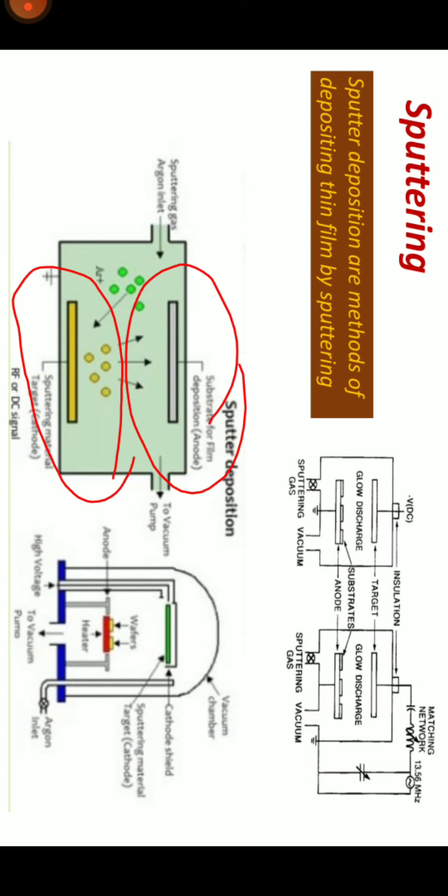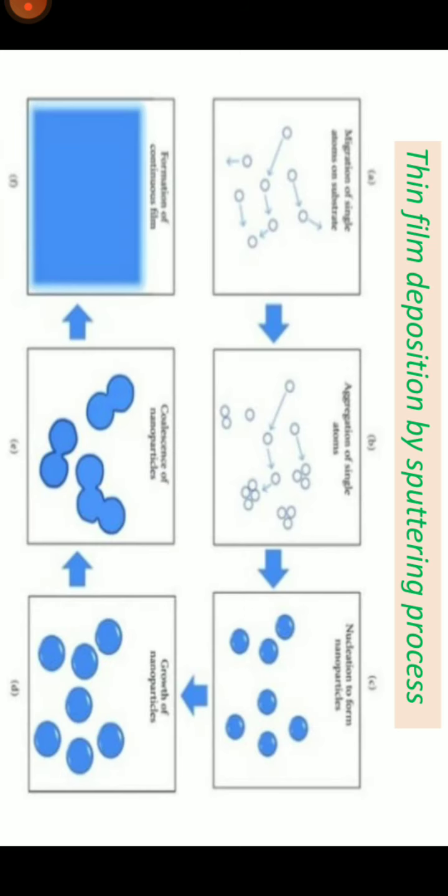Atoms of target source material are ejected or sputtered by high energy ion bombardment of high energy noble gas atoms, commonly argon gas, produced by high voltage DC or RF glow discharge. And these ejected sputtered atoms form a thin film coating after condensation on the substrate at the anode. So here is a diagram of the film growth which is shown.